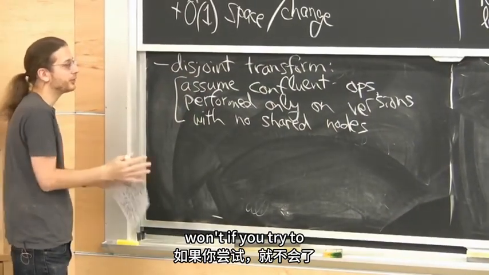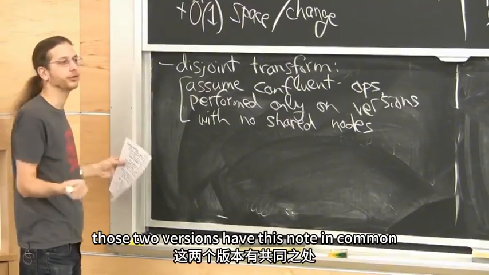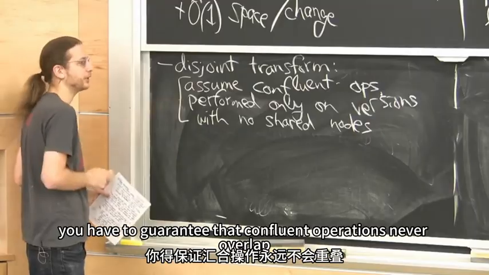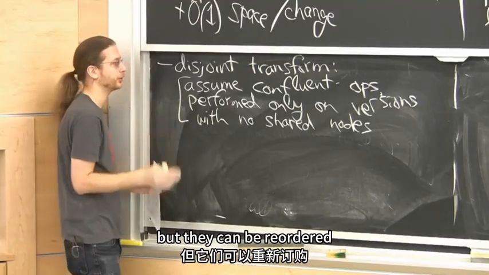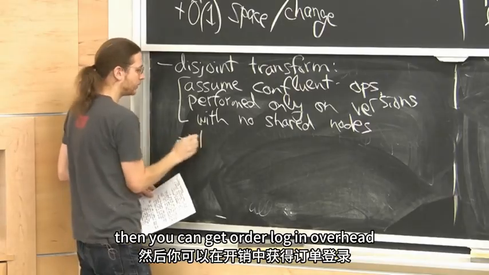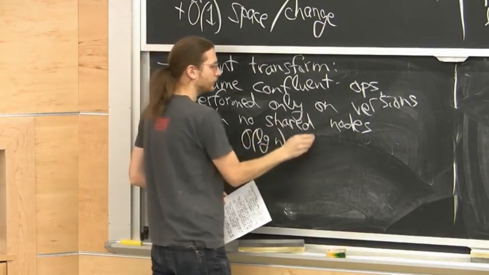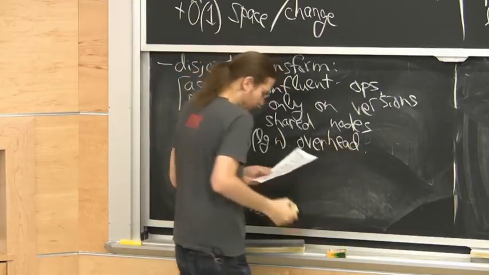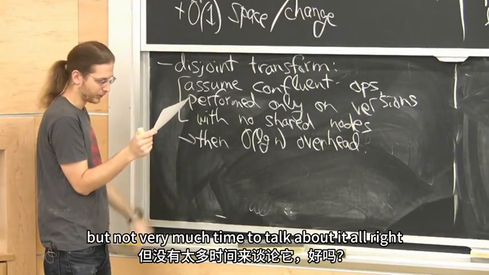If you try to, who knows what happens. Behavior is undefined, so it won't tell you, oh, those two versions have this node in common, you've got to make a second copy of it. So somehow you have to guarantee that confluent operations never overlap, but they can be reordered. Then you can get order log n overhead. N is the number of operations. I have a sketch of a proof of this, but not very much time to talk about it.